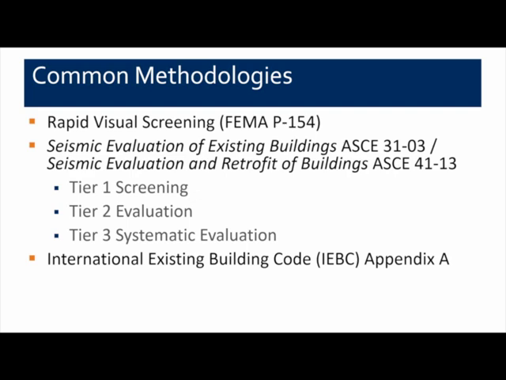And what we're going to be talking about today is three basic types of methodologies, one called the rapid visual screening, another one which is defined by the ASCE document, Seismic Evaluation of Existing Buildings, and then further updated into Seismic Evaluation and Retrofit of Existing Buildings, which is a three-tier process that we'll be describing. And then the International Existing Building Code has a number of chapters in its appendix which talk about various types of methodologies for looking at common building types.